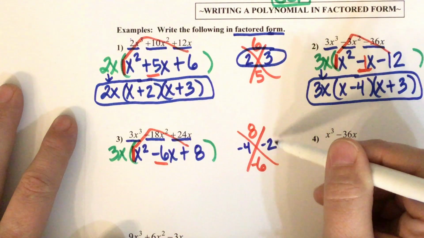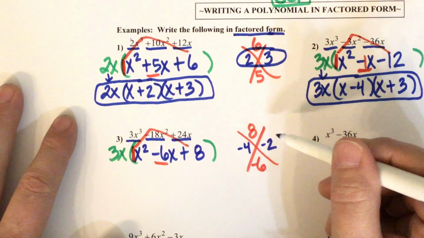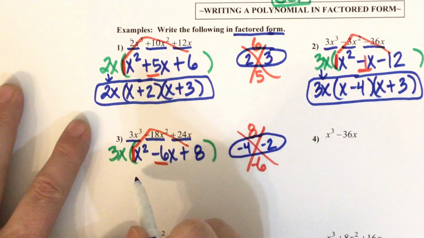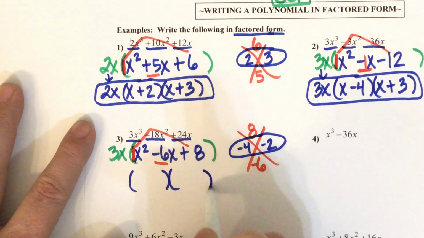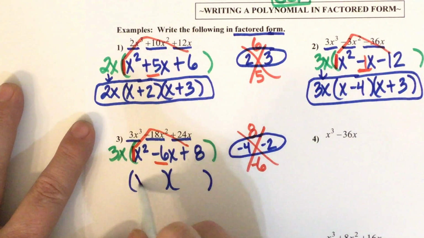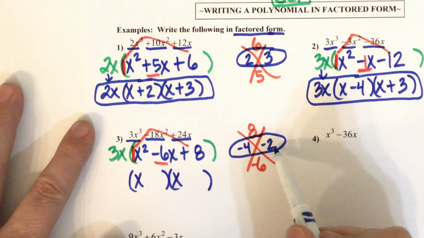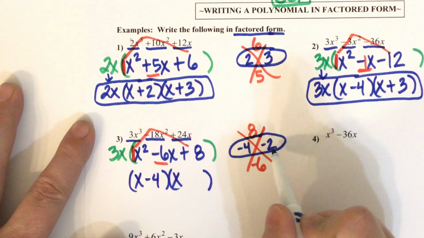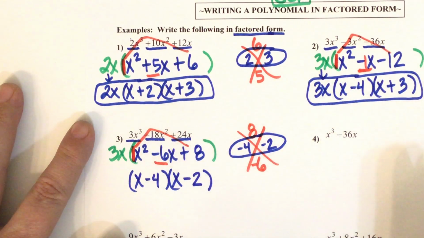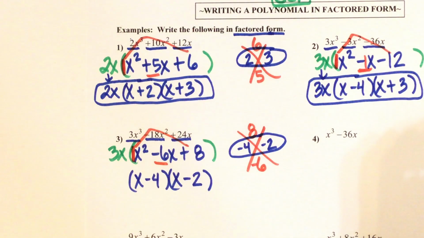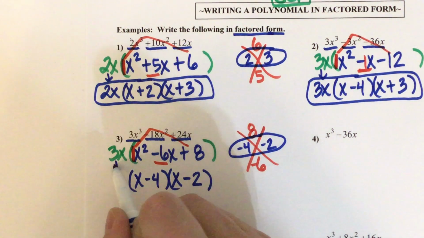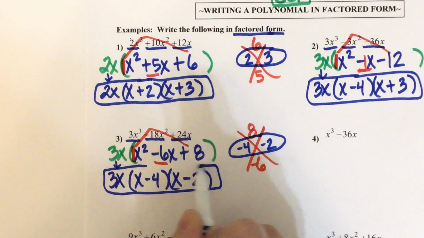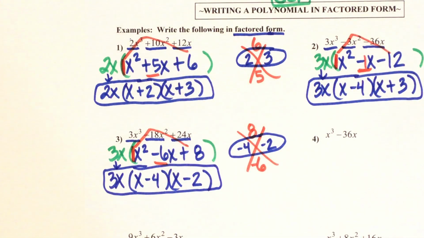Negative 4 times negative 2 is a positive 8, and a negative 4 plus a negative 2 adds to make a negative 6. Okay, since it's the easy one, build your 2 straight sets of parentheses, put the letter you're working with in the front, and write your numbers down in the back. Minus 4, minus 2. Is that my answer? No, drop that GCF. Shoo. Now it's in factored form.